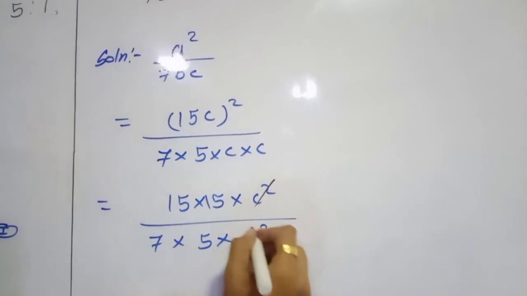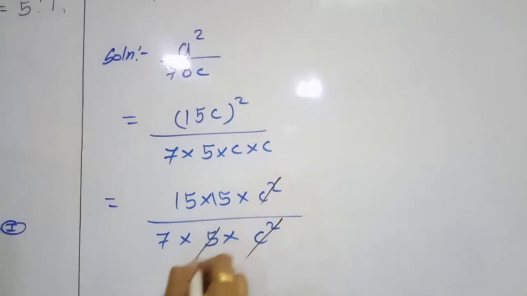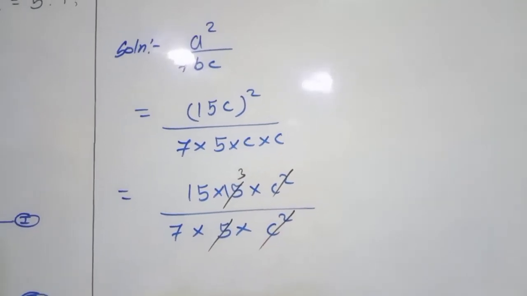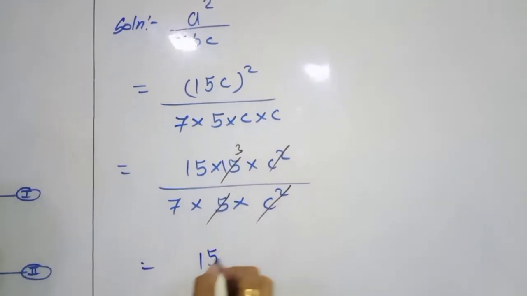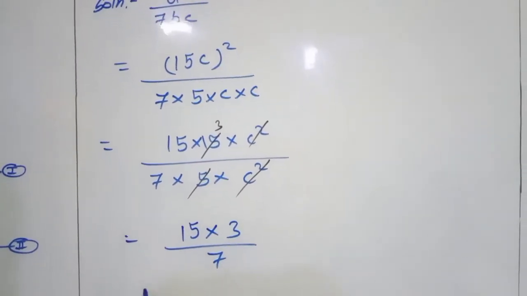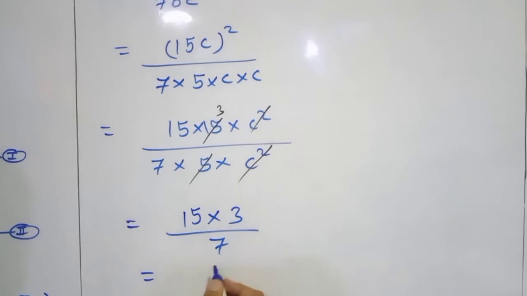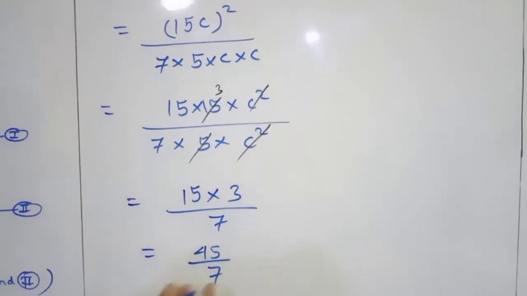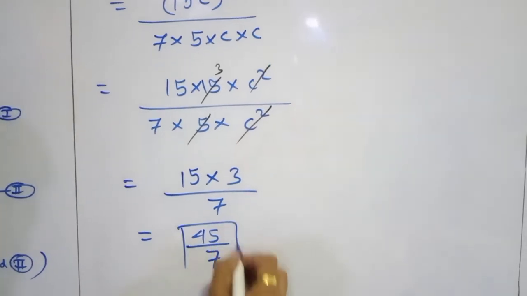C square will become cancel. 5 ones are 5, 5 3s are 15. What will remain? 15 into 3 in the numerator and 7 in the denominator. Therefore 15 3s are 45 upon 7. That is actually the answer.